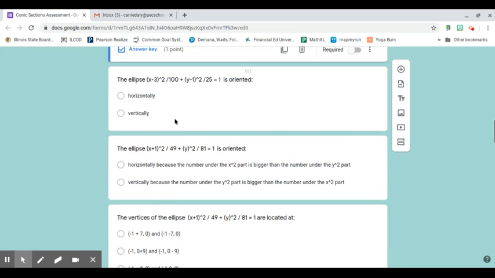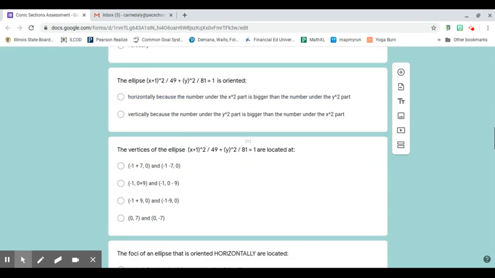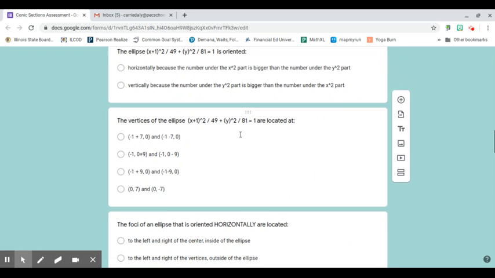This is another equation of an ellipse, but this time the bigger number, the 81, is underneath the y squared, and so it's going to be oriented vertically. The vertices of this ellipse are going to be located up and down. 81 is larger than 49, so that tells me that the ellipse is going to be oriented vertically. The square root of 81 is 9.